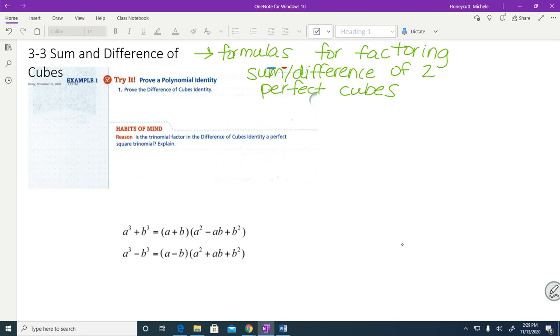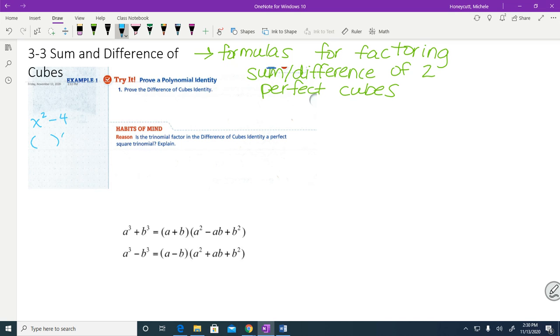Now we've already factored difference of squares. Remember, this is just a side note: when I had a perfect square minus a perfect square, that would factor into x plus 2 times x minus 2, that pattern? Well, now we're going to work on a formula for the sum of two cubes or a difference of two cubes. First of all, you need to be able to recognize perfect cubes.